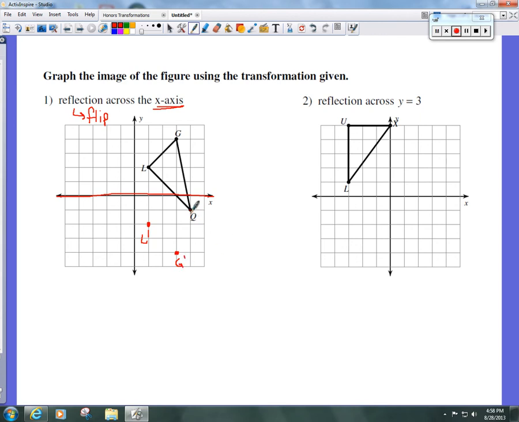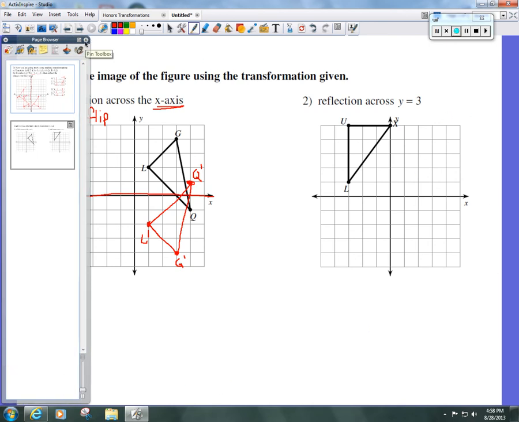Q, well, since Q is below my line, I need to go up 1 jump. So then I have to go up 1 more jump on my graph. And I label this point Q prime. I then will connect my points to make my triangle, and this would be a reflection across the x-axis.